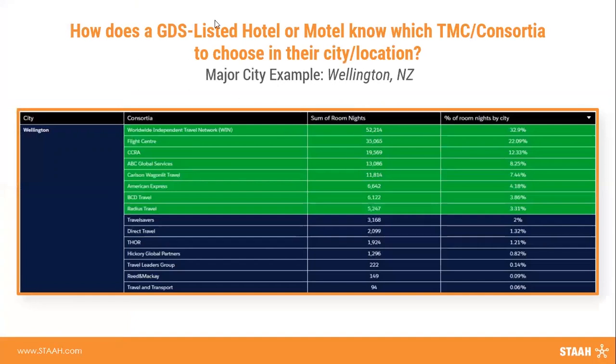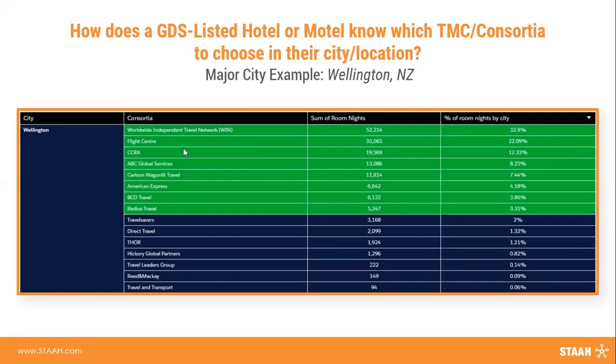How does a GDS listed hotel or motel know which of the travel management companies and consortia they should join based on their city and location? In this example, we're dealing with Wellington in New Zealand. And these numbers here are what transpired in 2017. You can see the largest, we can get this report for you at any time as a hotel. There's a worldwide independent travel network known as WIN, and they produced 52,000 room nights in Wellington in 2017.